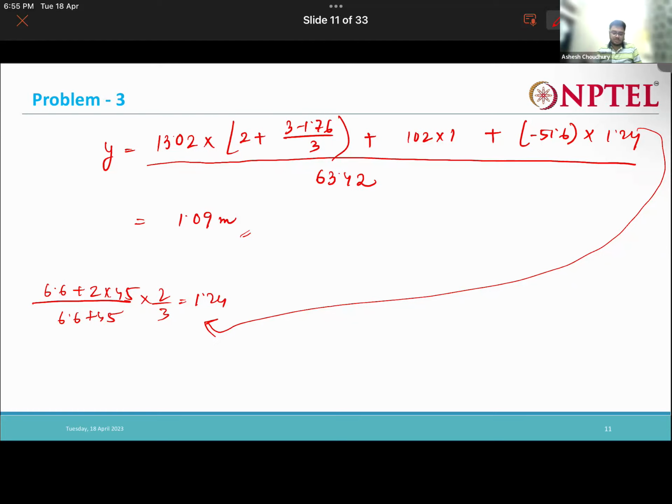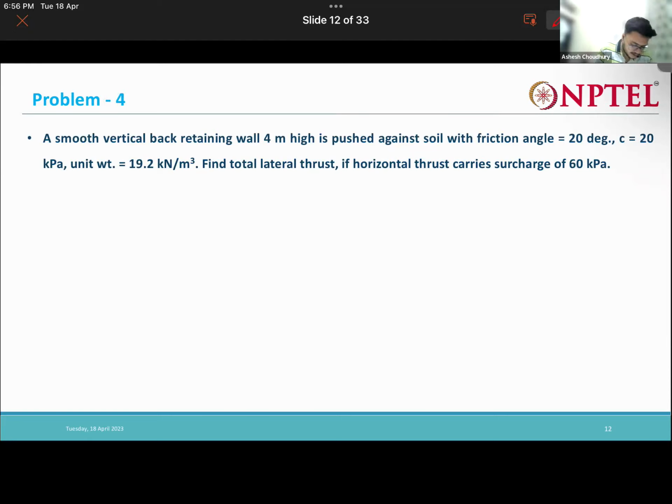Okay, let us move to the next problem. A smooth vertical retaining wall of 4 meter height is pushed against soil. The friction angle phi and C are given and unit weight is given. Find the total lateral thrust if the soil carries a surcharge of 60 kPa. So it carries some surcharge also. So 4 meter high, phi soil is given and we have a surcharge here of 60 kPa.